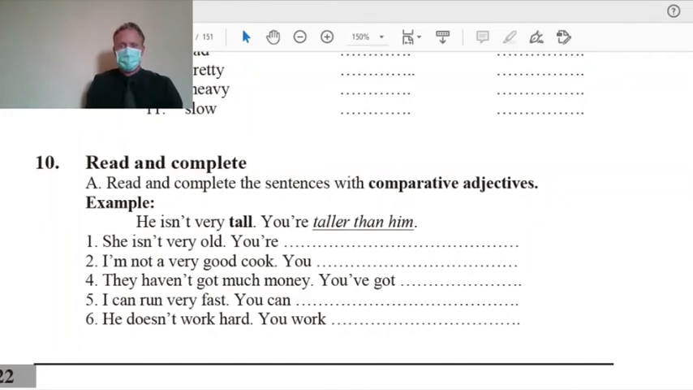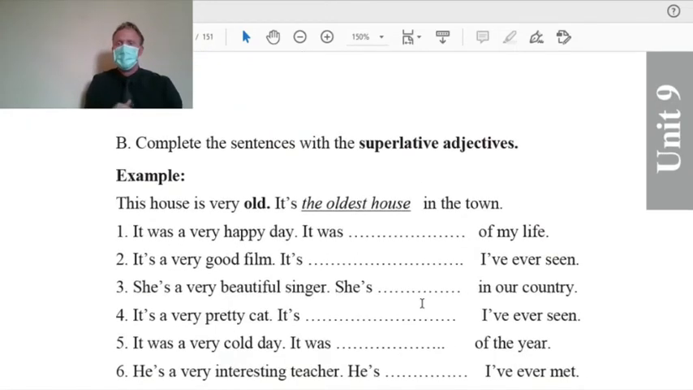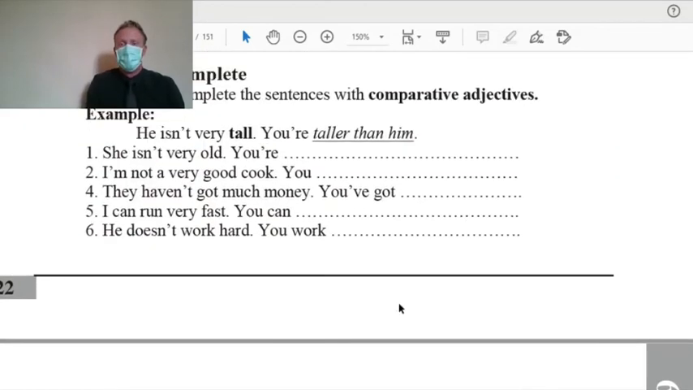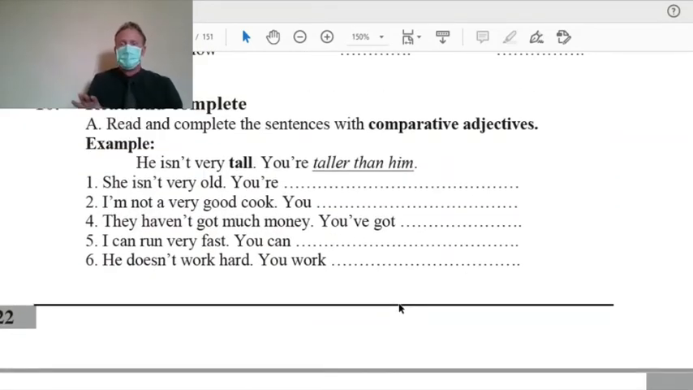Next one, for number 11. Complete the sentences with the superlative adjectives. Yes. So this time you just write all the superlatives. Let me do one of each with you. He isn't very tall. You're taller than him. Taller than him. So do not forget your than after your comparative adjective.